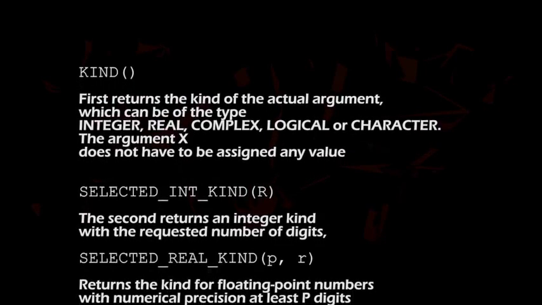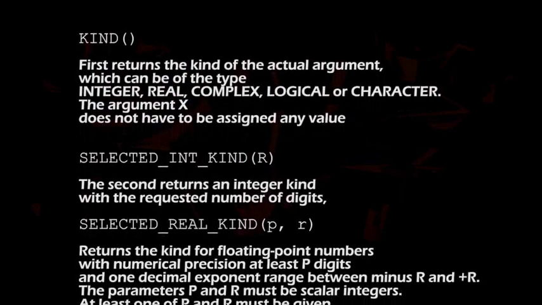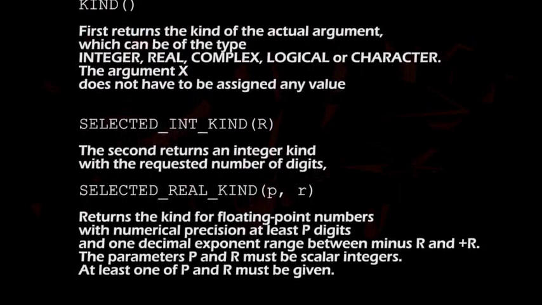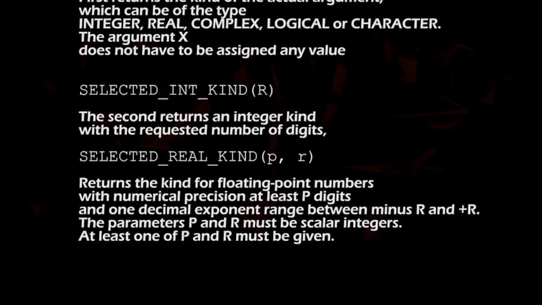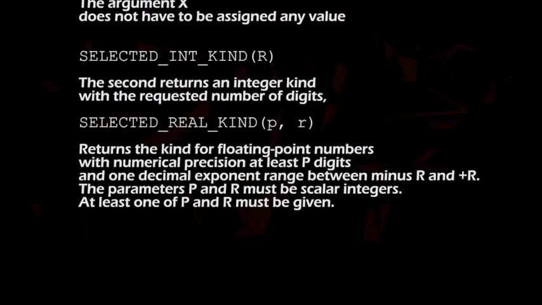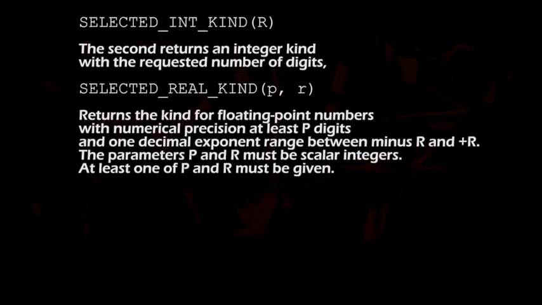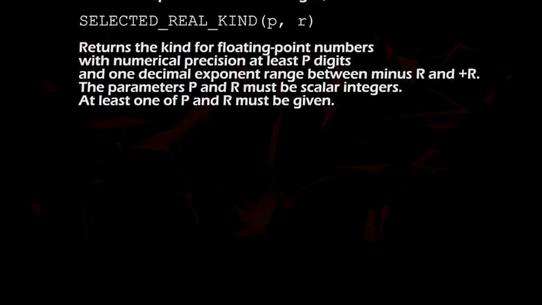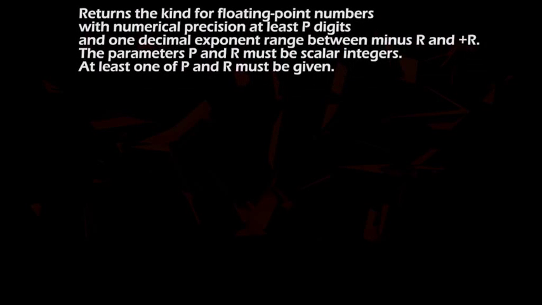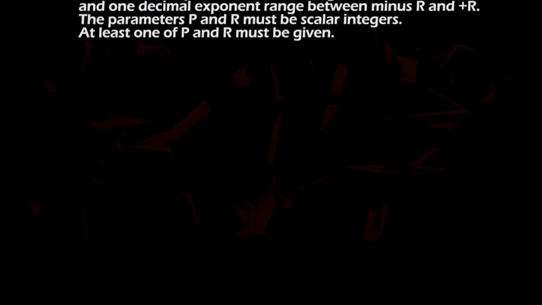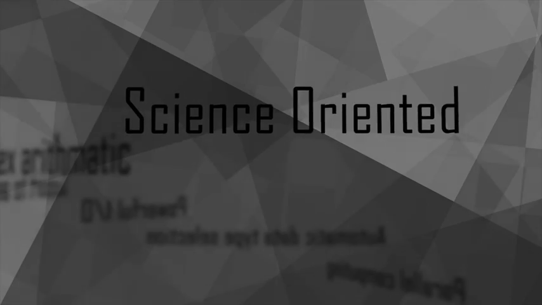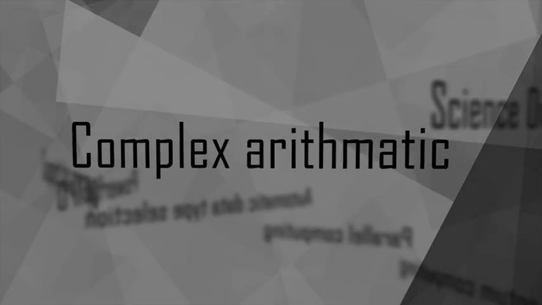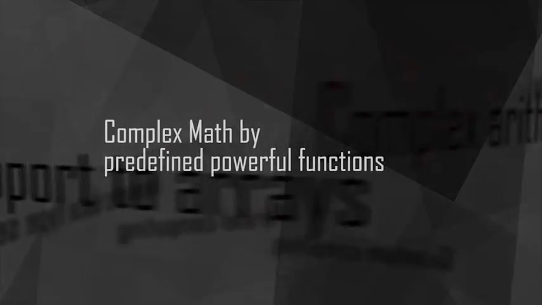The second returns an integer kind with the requested number of digits, and the third returns the kind for floating point numbers with numerical precision of at least p digits and a decimal exponent range between minus r and plus r. The parameters p and r must be scalar integers. At least one of p and r must be given. Also, FORTRAN has built-in complex mathematics. It is implemented by some predefined, powerful functions.